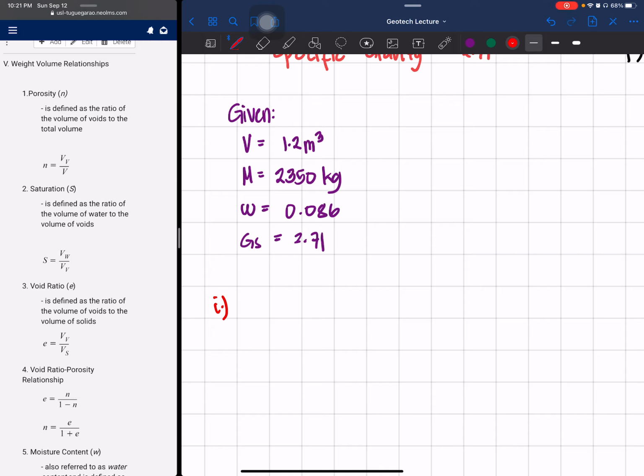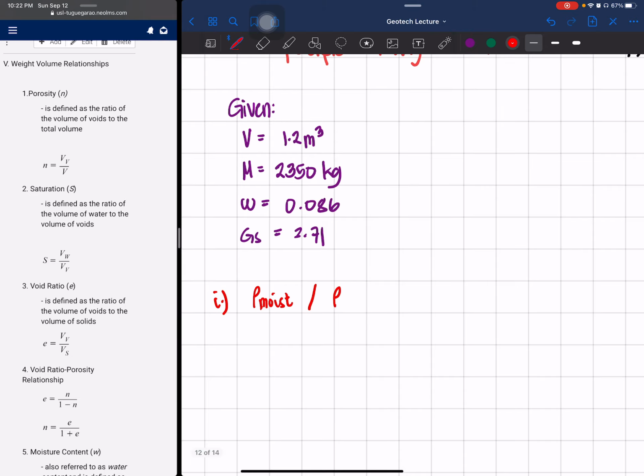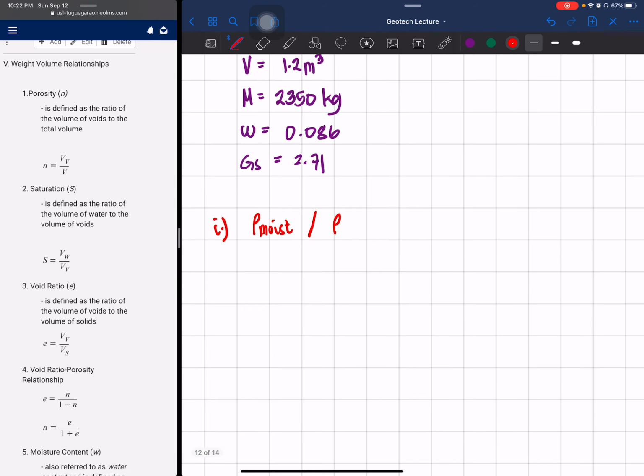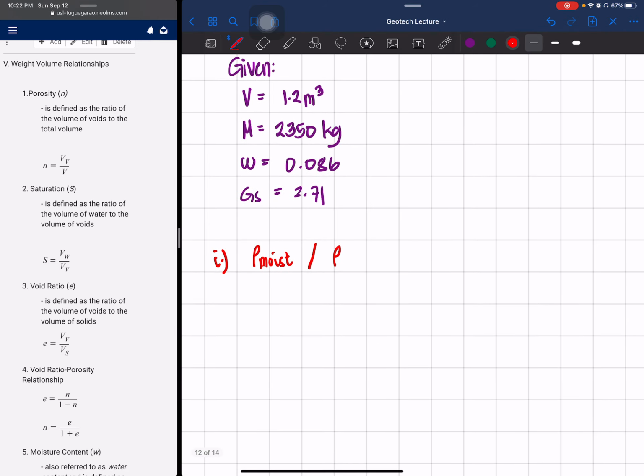So we have the moist density. Normally, I'll write it here as moist so you won't be confused, but normally it is written like this. If you see a gamma without a subscript or a rho without a subscript, those are already under the moist condition or the original condition of the soil. So what is our formula for the moist? Similar to your unit weight, that would be mass over volume, because that's the basic formula for density.